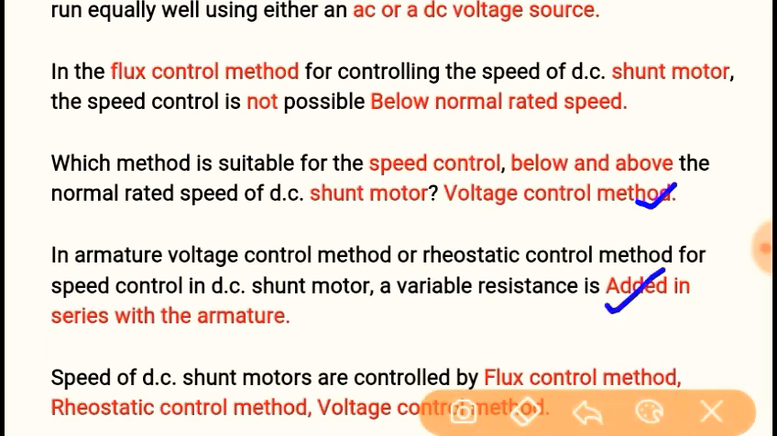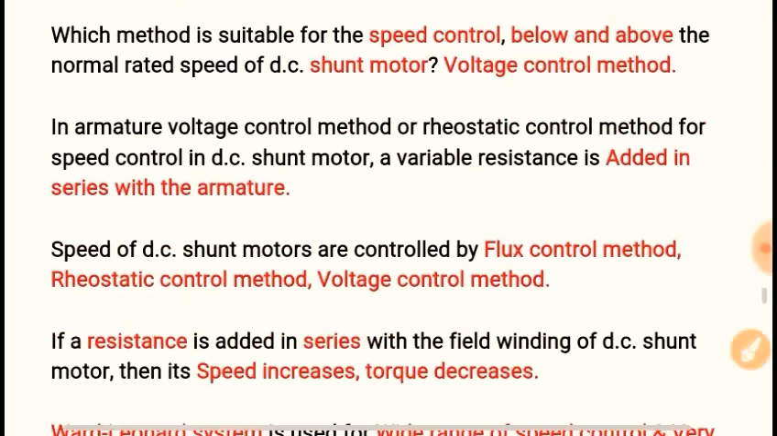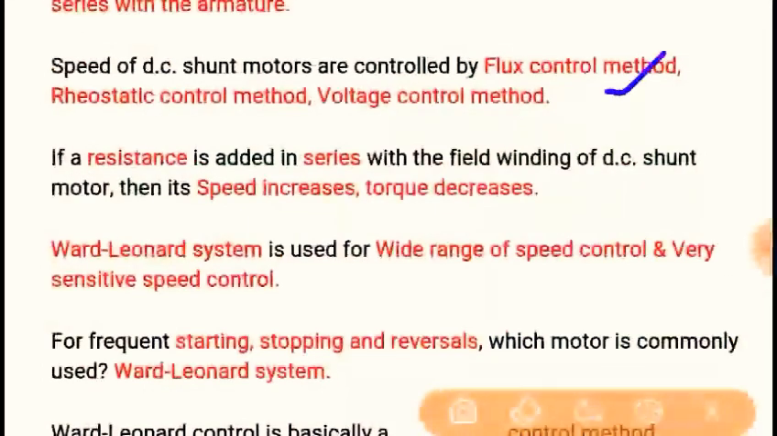In the armature voltage control method or rheostatic control method for speed control in a DC shunt motor, a variable resistance is added in series with the armature. The speed of DC shunt motors can be controlled in three ways: flux control method, rheostatic control method, and voltage control method.